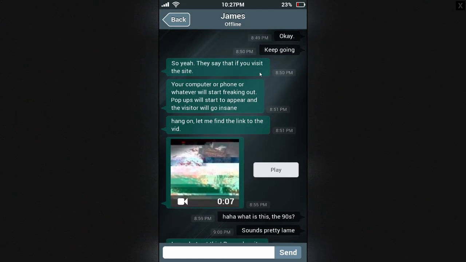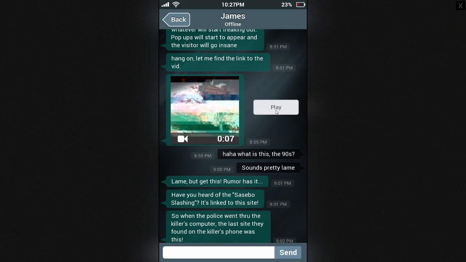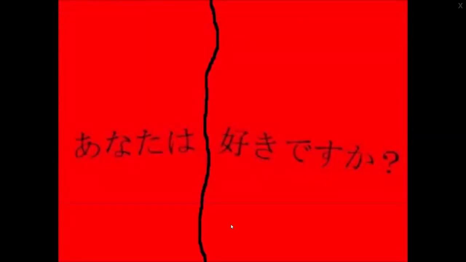So yeah, they say if you visit the site, your computer or phone or whatever will start freaking out. Pop-ups will start to appear and the visitor will go insane. Hang on, let me find the link, vid. Oh, that's not good. Jesus.